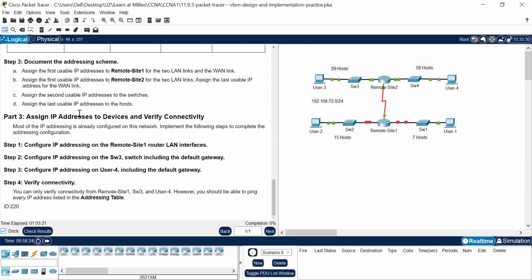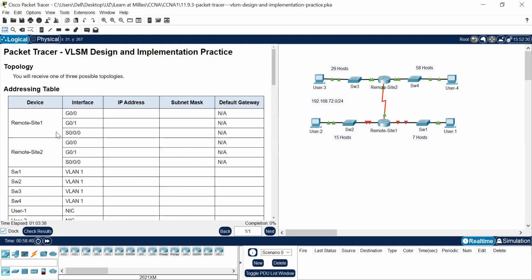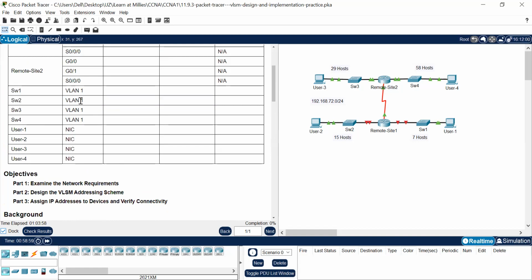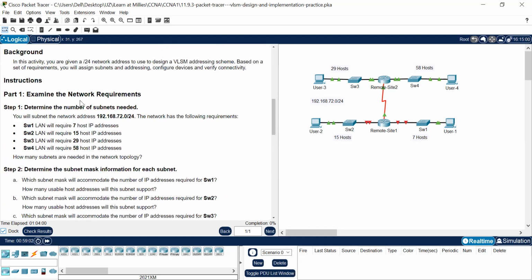Then we have part 3, assign IP addresses to devices. This is the configuring part. We're going to be configuring this network with IP addresses. Then we verify connectivity, and after that, I think that will be it. To begin, I think everyone understands what an IP address is and what a subnet mask is. We have a network address, we have a host address. Those are sort of prerequisites for doing this. If everyone understands that, we can move to part one, where we have our network requirements.